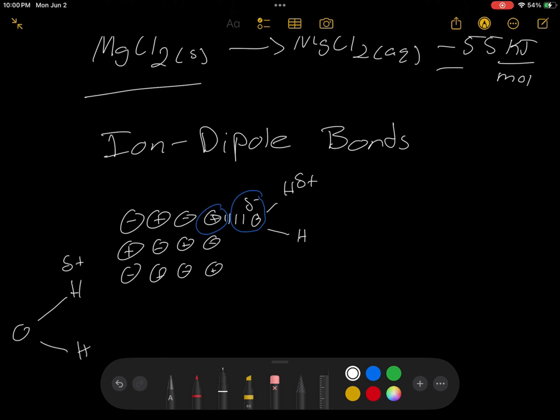The positive dipole on the H attracts to the negative ions. So these are our ion dipole bonds that we see when it comes to dissolving something in water. Enthalpy change of solution is essentially the difference in energy between the energy it took to dissolve this and the energy formed from these bonds. But that's a bit beyond what you need to know. Just understand where these ion dipole bonds come from, because they might mention them on the test.